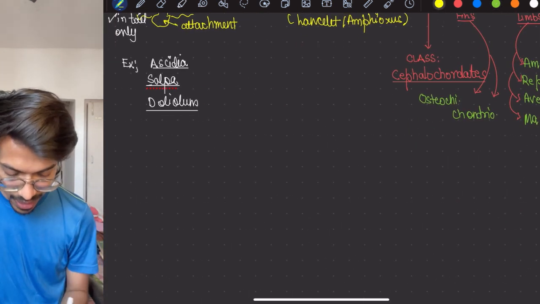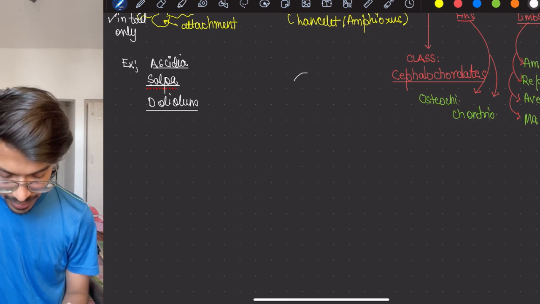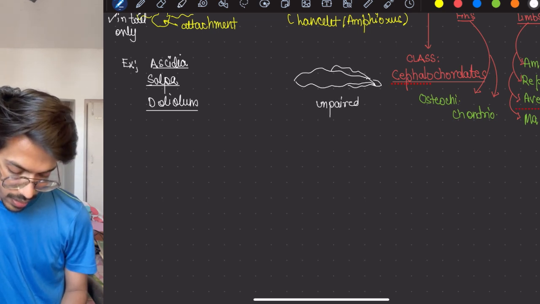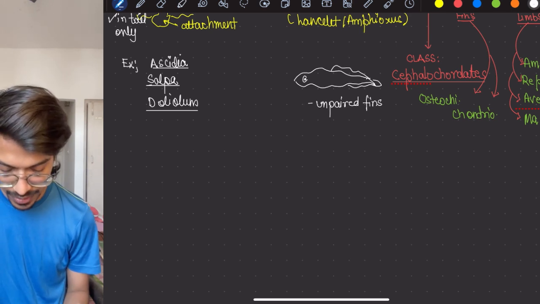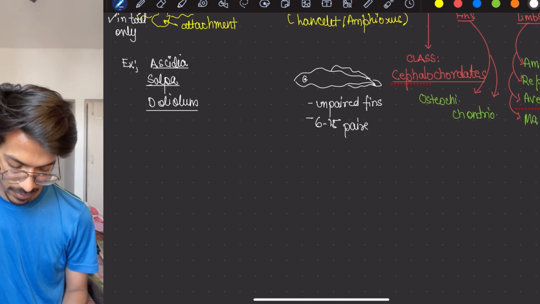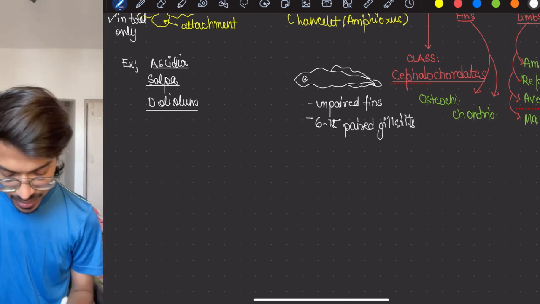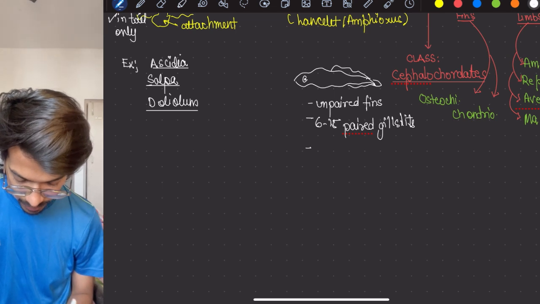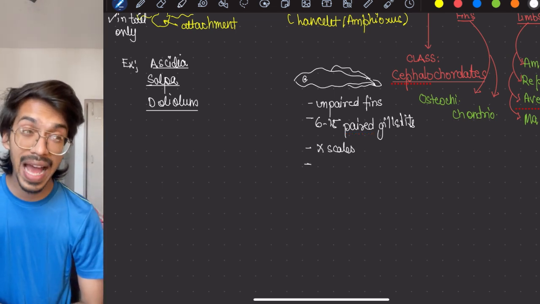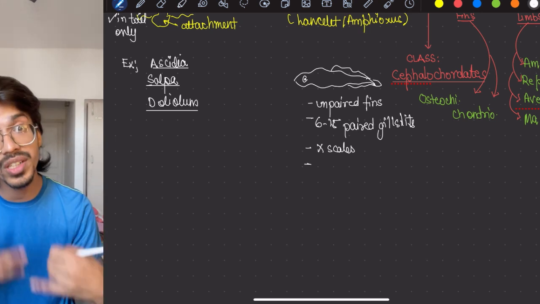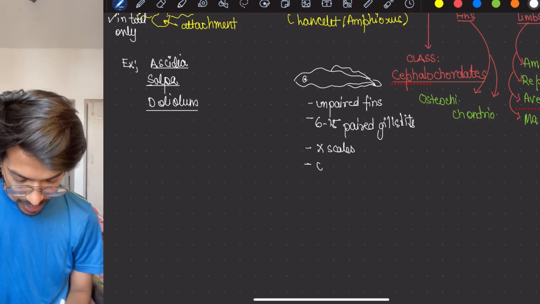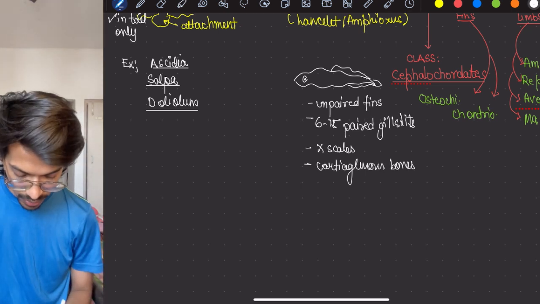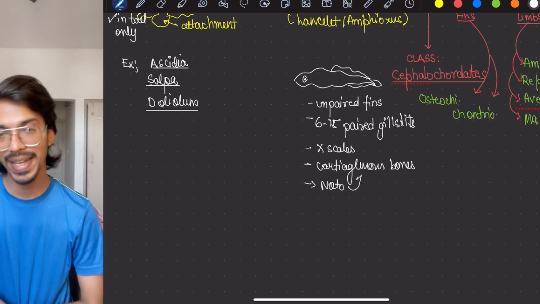So in cyclostomata, we realize that these organisms have unpaired fins. The next thing is they have 6 to 15 paired gill slits. Gill slits are present. Their body does not have scales. Their body has a cartilaginous notochord, meaning the notochord is changed into cartilage, so their skeleton is cartilaginous.